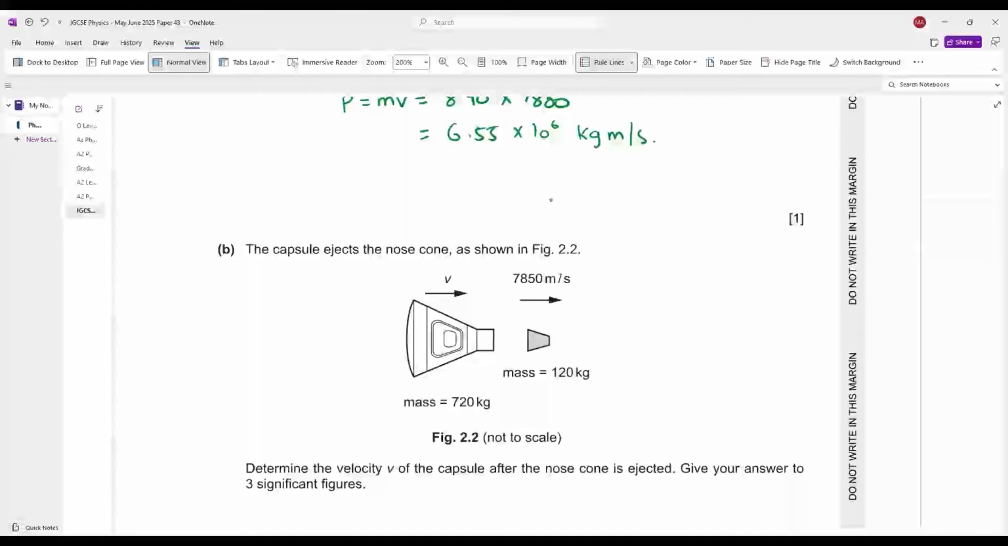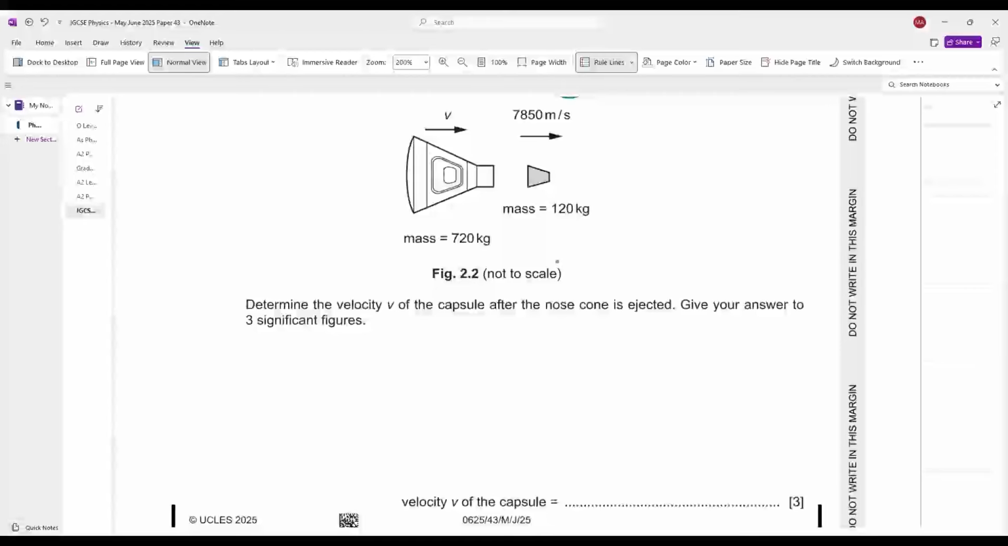The capsule ejects the nose cone as shown in figure 2.2. Determine the velocity v of the capsule after the nose cone is ejected. Give your answer to three significant figures. Now the examiner is specifically stating that we have to give our answer to three significant figures. We will apply the principle of conservation of momentum. What does the principle of conservation of momentum state? The total momentum before collision or explosion is equal to the total momentum after explosion.